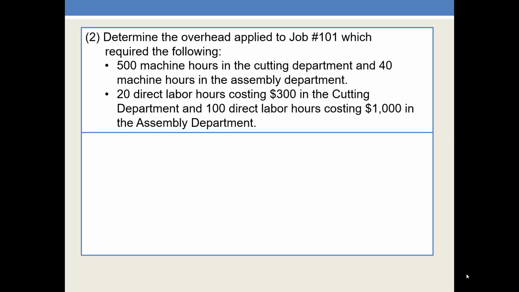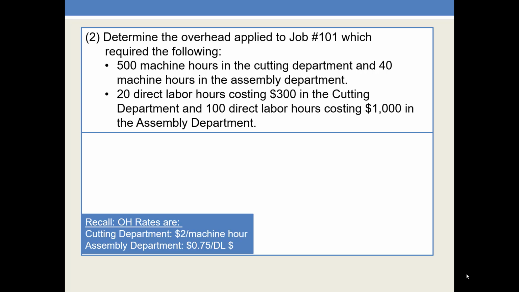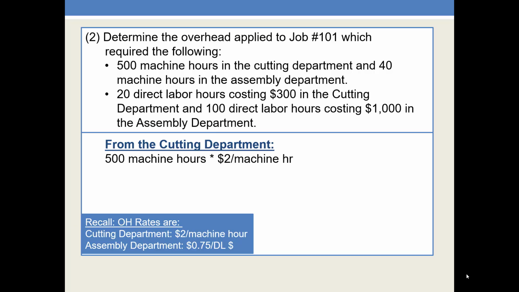So to apply overhead to this job, we need to remember that our overhead rates were calculated as $2 per machine hour in cutting, 75 cents per labor dollar in assembly. Then we'll apply overhead from the cutting department. We'll take 500 machine hours for the cutting department times $2 per machine hour, or $1,000. It is important to notice that we did not include the 40 machine hours from the assembly department.